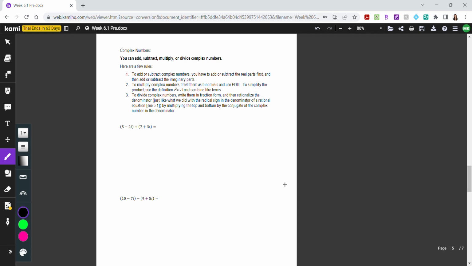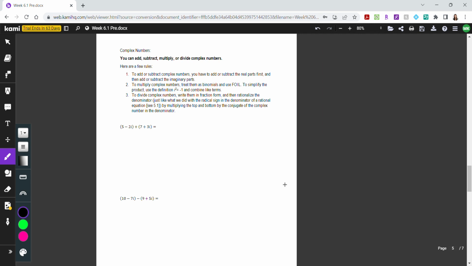Now, to multiply complex numbers, you have to treat them as a binomial and use FOIL, right? And then to simplify the product, use the definition of i squared equals negative 1, or if you get i cubed, then you'll give it as negative i and all that, right? The powers of i. And then make sure you combine the like terms.